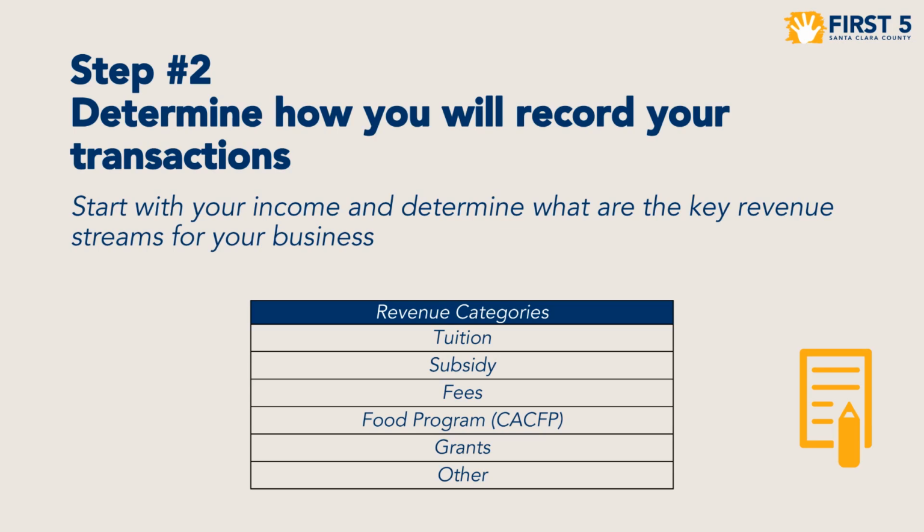You want to set up some simple categories to start. Begin with your income. Determine what the key revenue streams are for your business. That is, the sources from which you primarily receive your money. Parent fees will likely be one source.